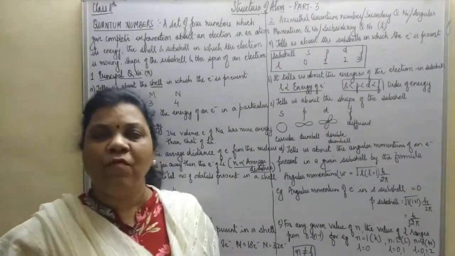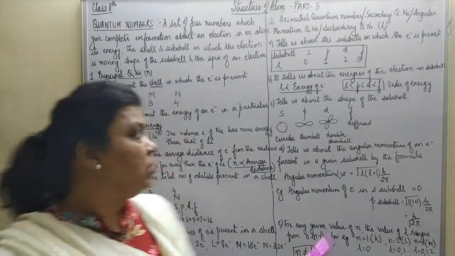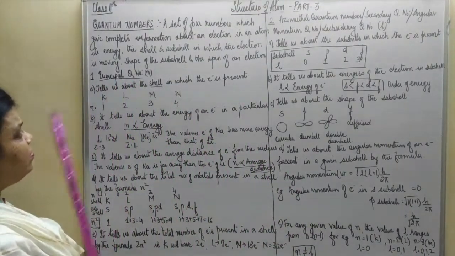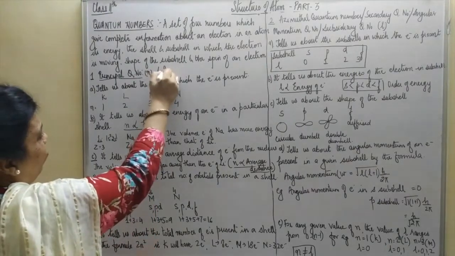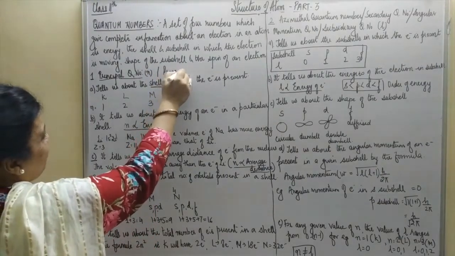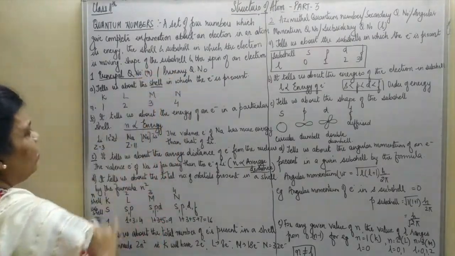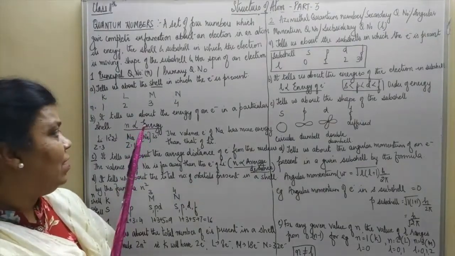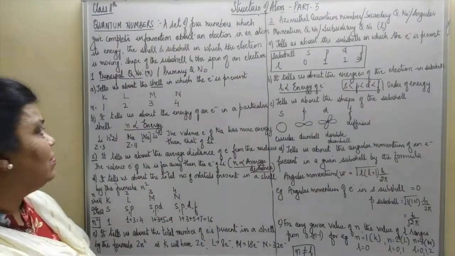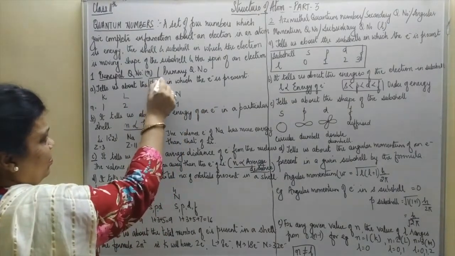The very first type of quantum number let us study is known as the principal quantum number. This quantum number is also called the primary quantum number, designated by small n. Let us see what all things it tells us about. It tells us about the shell in which the electron is present.